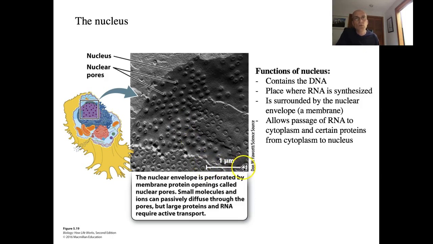So this here is only 1 micrometer. So it's a thousandth of a millimeter, which is a thousandth of a meter. So very, very small. Contains the DNA. That's the place, of course, where the RNA is synthesized inside the nucleus. It's surrounded by the nuclear envelope. That's the membrane around the nucleus. And these pores allow the passage of RNA from the nucleus out into the cytoplasm, or the import of certain proteins from the cytoplasm into the nucleus.